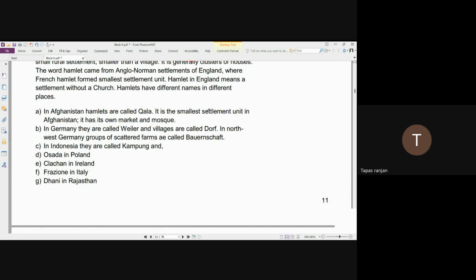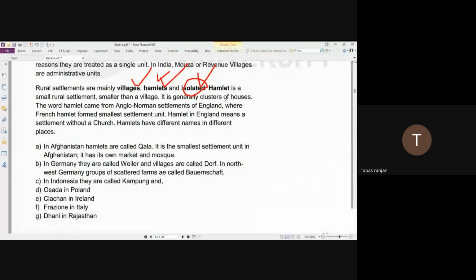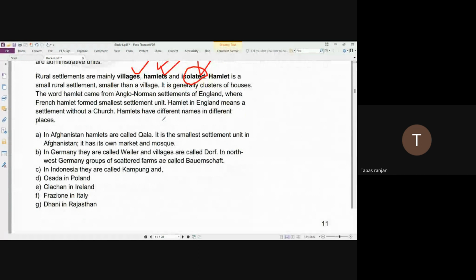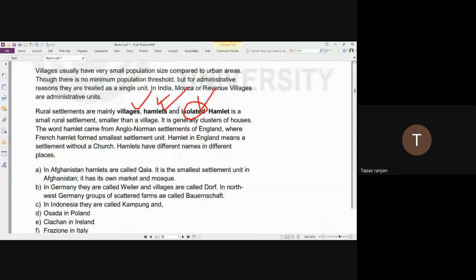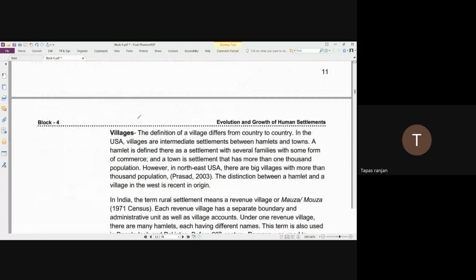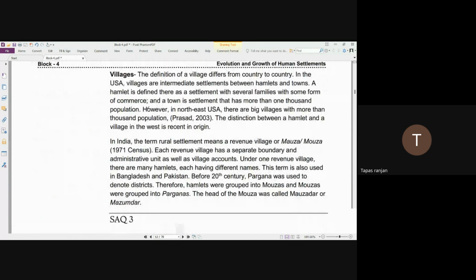Now, because hamlets are different, even the isolated settlements are different, and the villages are different, what is the difference in the size of population? The size of population in villages will be much more than that of hamlets and that of isolated settlements. So different definitions have been given here about the villages, and that may vary from country to country.